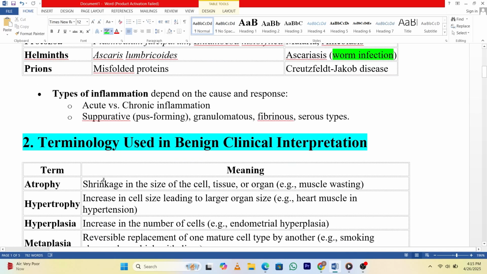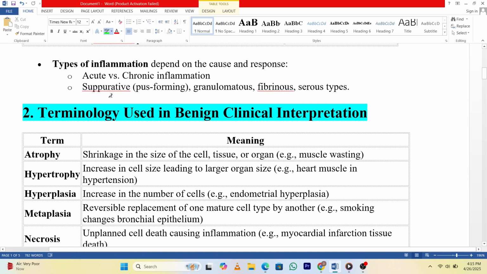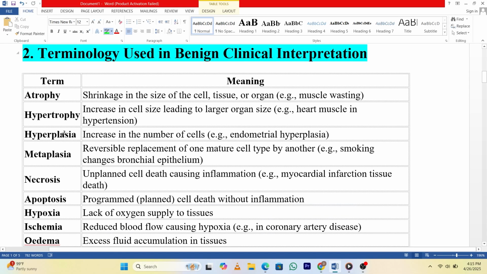Types of inflammation depend on the cause and response. Acute versus chronic inflammation. Suppurative, pus-forming, granulomatous, fibrinous, serous types. 2. Terminology used in benign clinical interpretation.